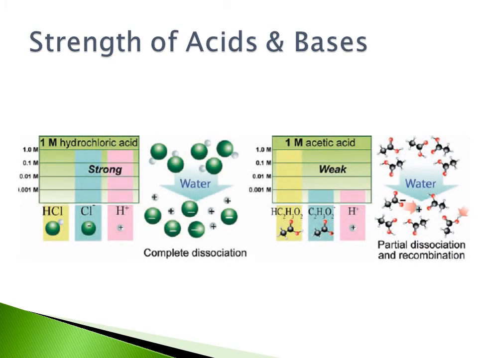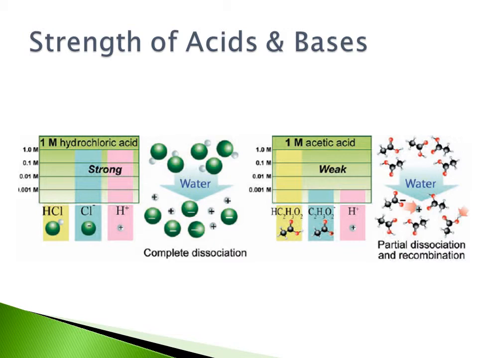So here's an example. On the left, we have a very strong acid, hydrochloric acid. When it's put into water, it's no longer HCl combined. It breaks apart completely into individual chloride and hydrogen ions. So we can see in the diagram, we're starting off with complete molecules, then they all break apart, completely dissociating.